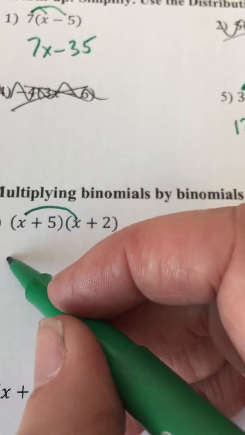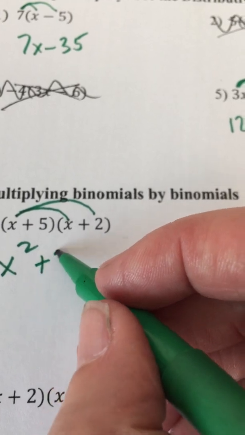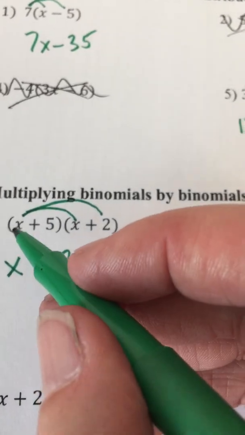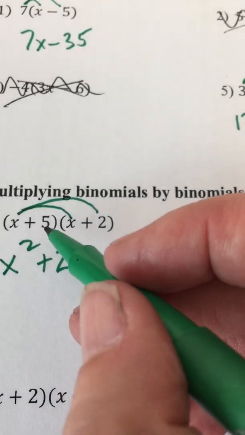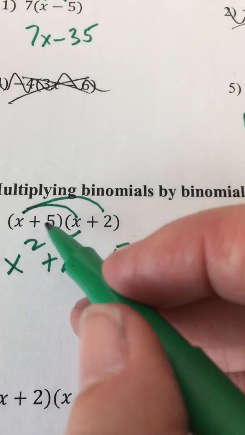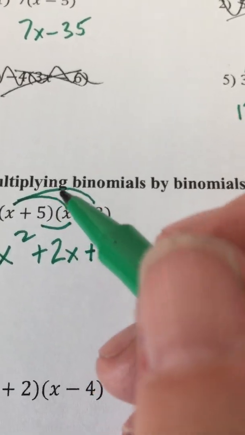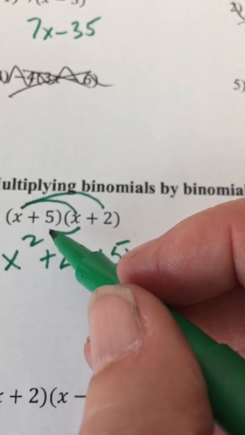X times x, x squared. X times 2, positive 2x. And I know it's positive because positive times positive is positive. 5 times x is 5x. How do I know what the sign's going to be? Positive times positive is positive. If the signs are the same, it's positive. If the signs are different, it's negative.